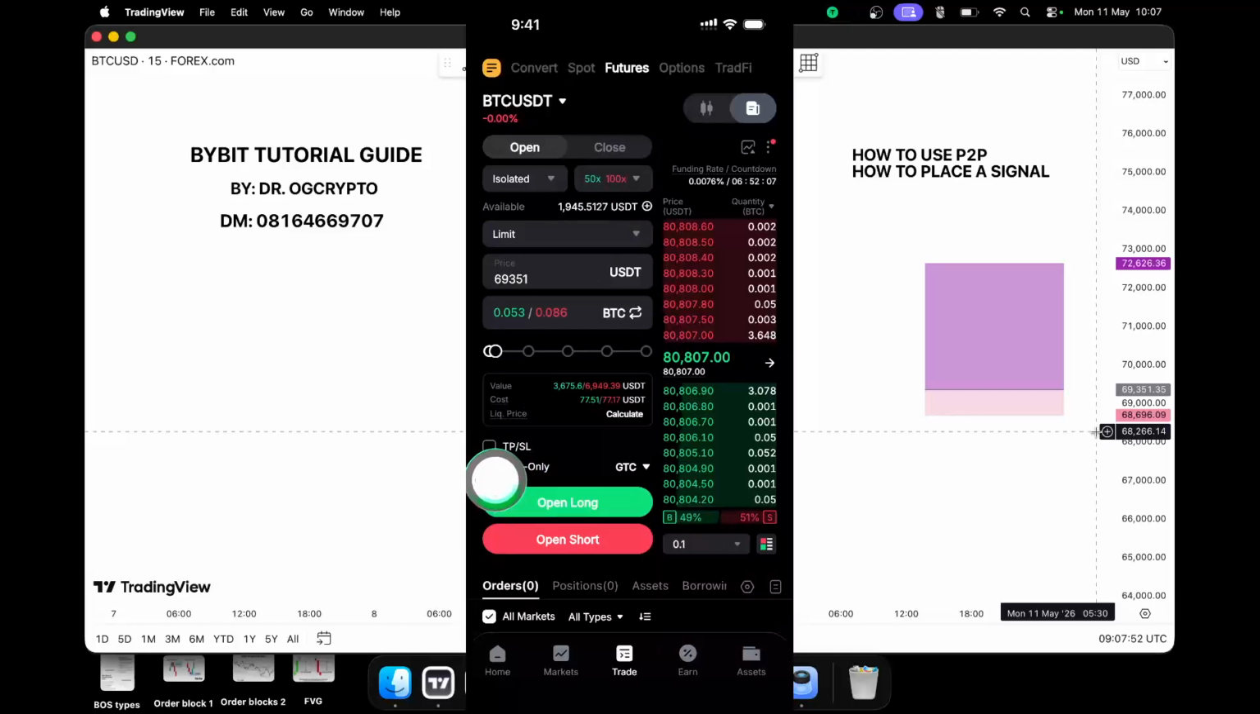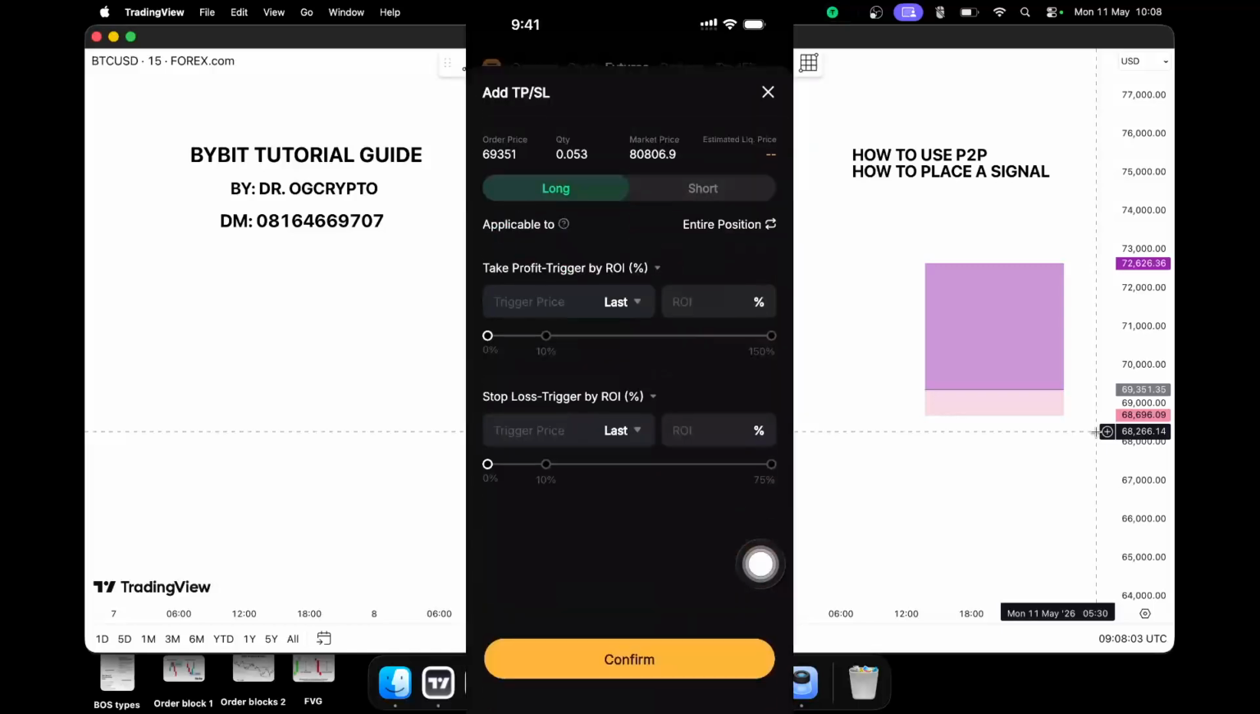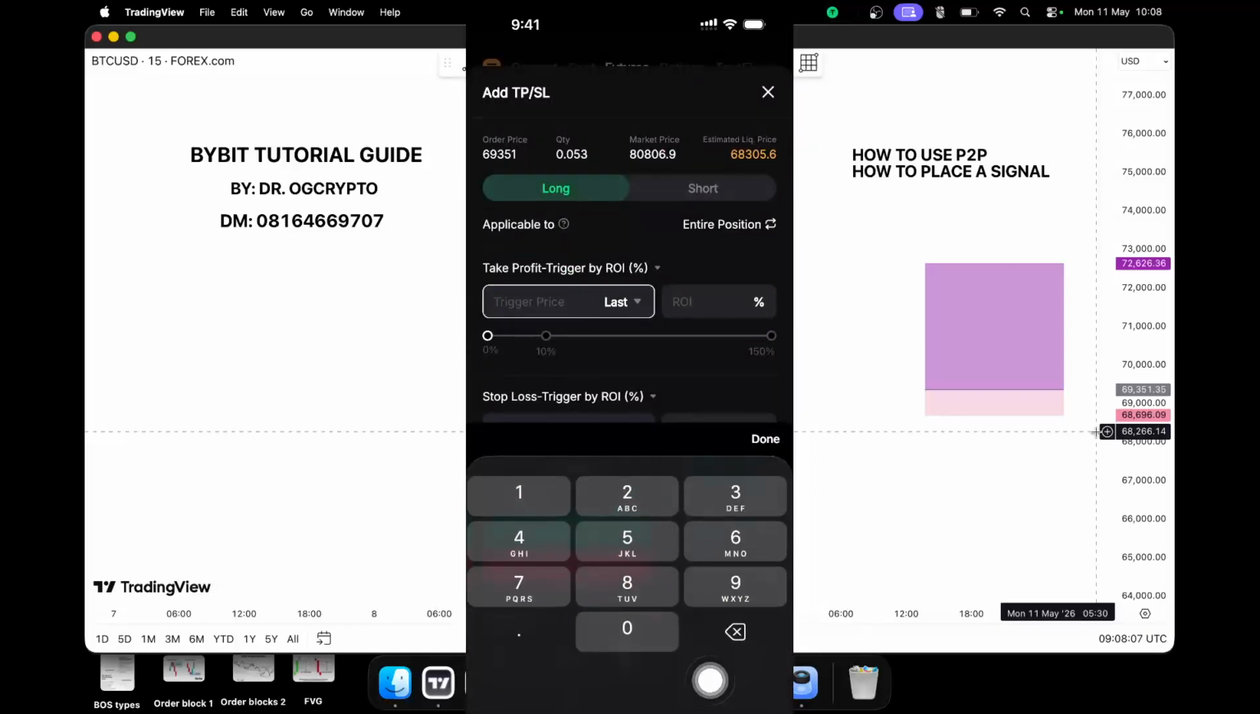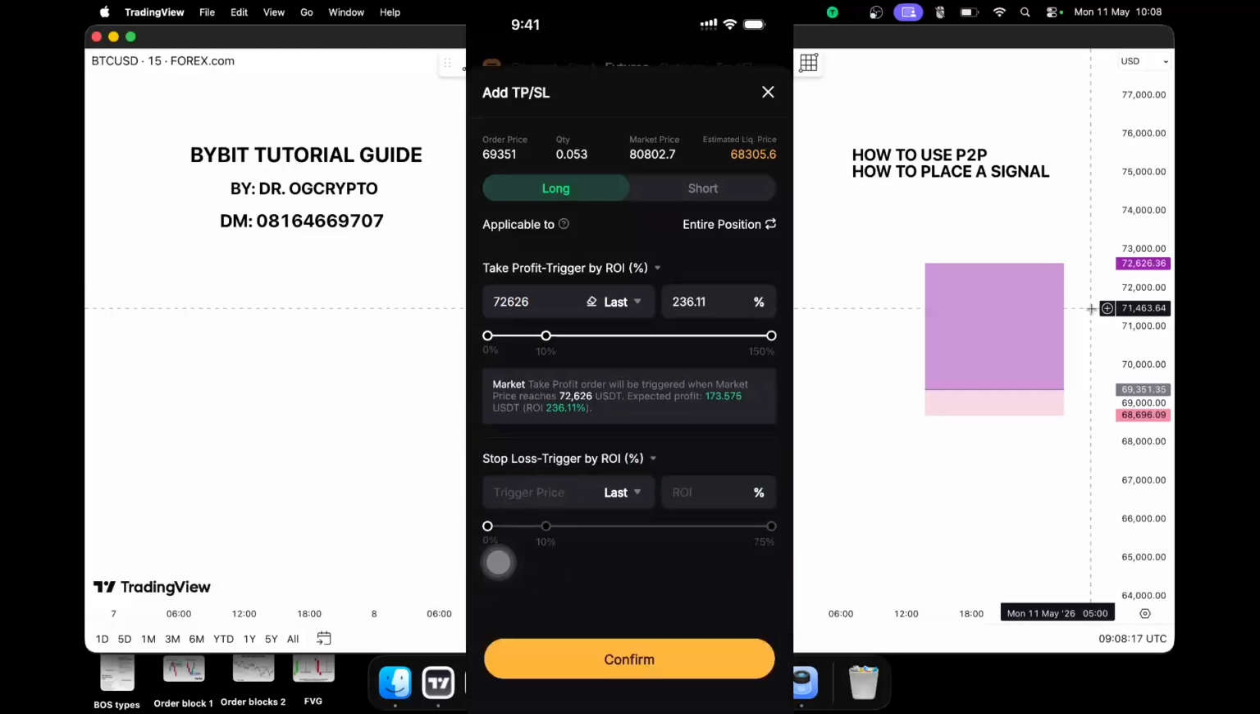Then you click on this box. You tick this box so that it can give you where to put your take profit and your SL. So I've clicked on it. You see, it says I should add my take profit and SL. So I can add my take profit. What is the take profit price I was given? I was given 72,626. So that is my take profit price.